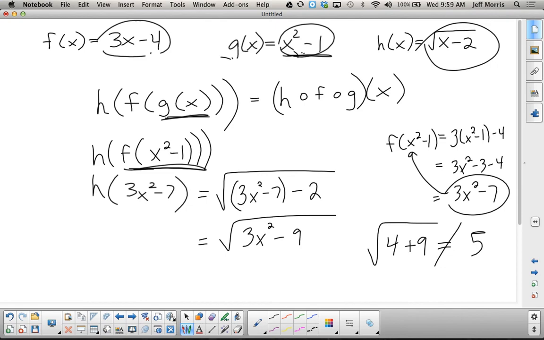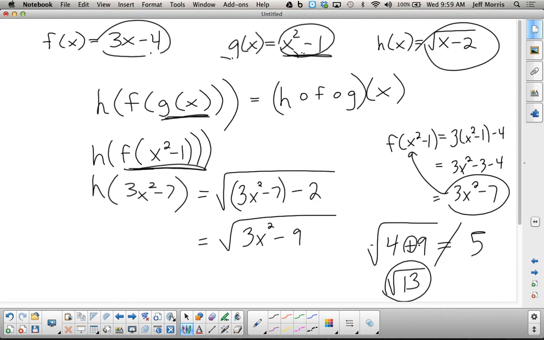They think you can go square root of 4 is what? 2. And square root of 9 is what? 3. And then 2 plus 3 is? You can't do that because this plus sign joins them together. Would it be the square root of 12? It's actually the square root of 13. 4 plus 9 is 13. That's the actual answer, because I have to do 4 plus 9 first.